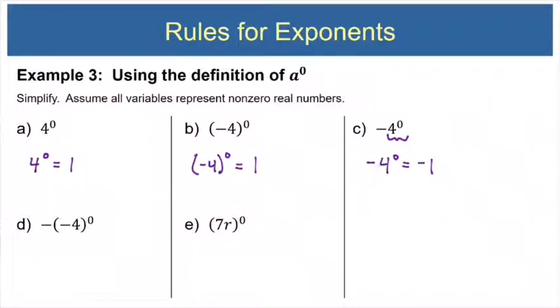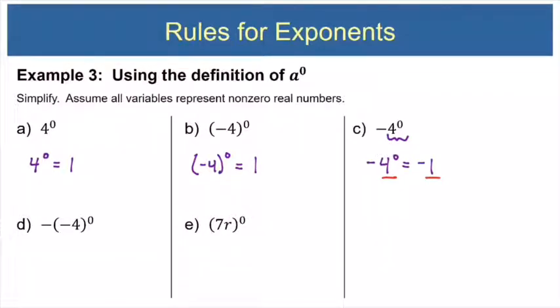So notice that 4 to the 0 power is 1, but this negative did not get raised to the 0 power because this negative is not being affected by that exponent. If you want the negative to be affected by the exponent, you need it in parentheses. That's the difference between the problem we see in part B and the problem we see in part C.